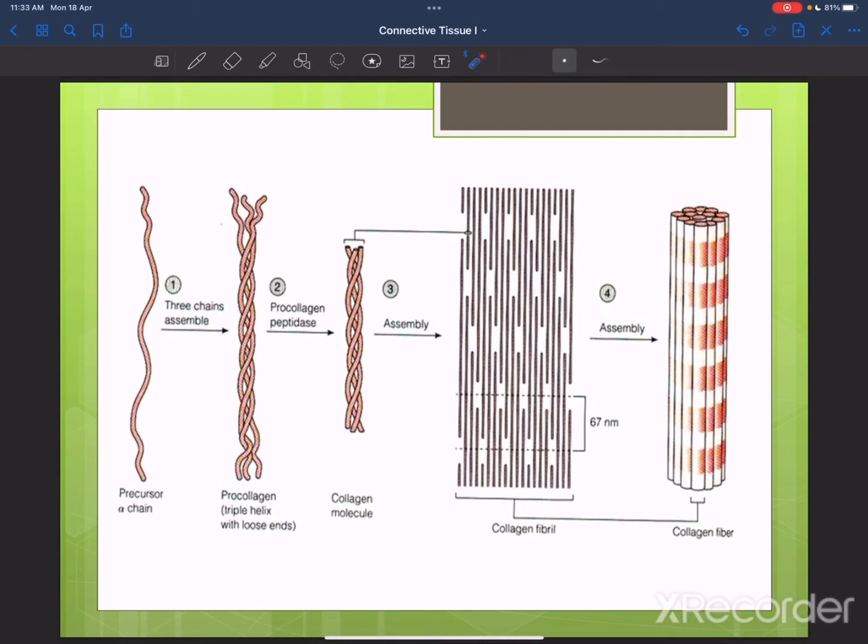You can see this is a collagen fiber. One collagen fiber.